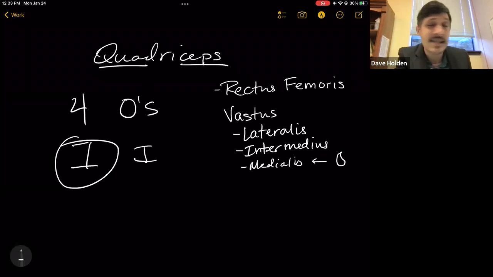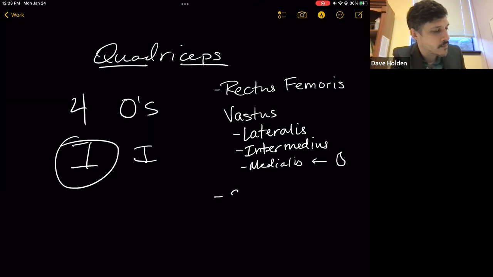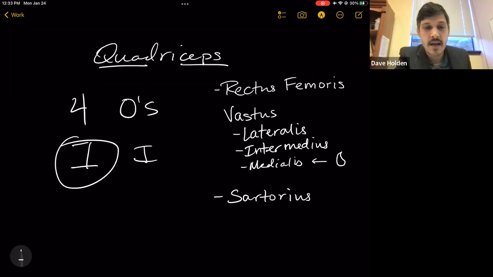This muscle does not belong to the quadriceps group, but everybody's got that uncle who you call uncle, but he's not really your uncle, but we call him uncle. That guy. His name is sartorius. He's the uncle of the quadriceps, an honorary quadricep, if you will.